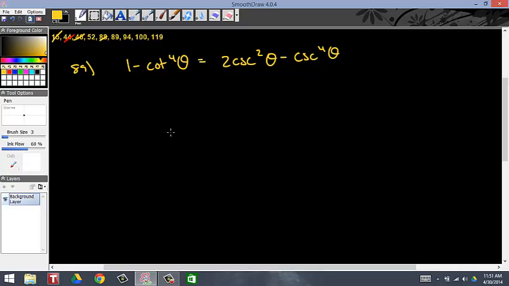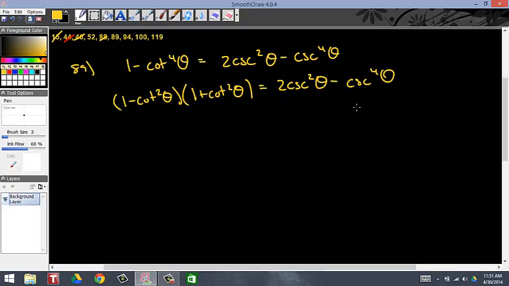Okay. I did this yesterday with period 4 and something went terribly wrong, but let me see if I can redeem myself this time. I'm going to turn this into 1 minus cotangent squared theta times 1 plus cotangent squared theta. And that's going to equal 2 cosecant squared theta minus cosecant to the 4th theta.